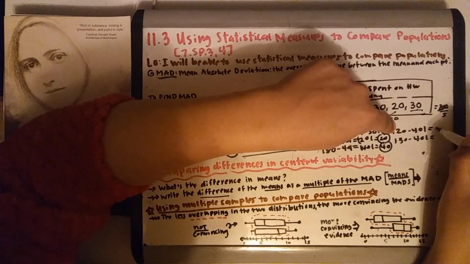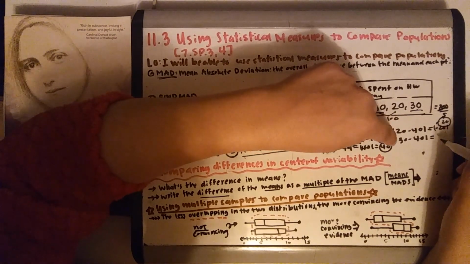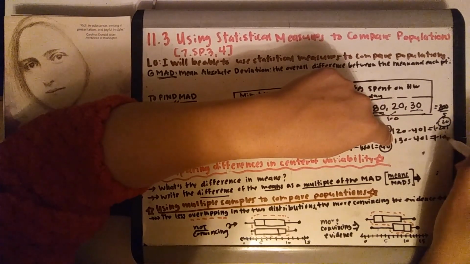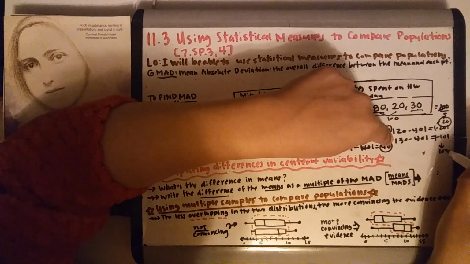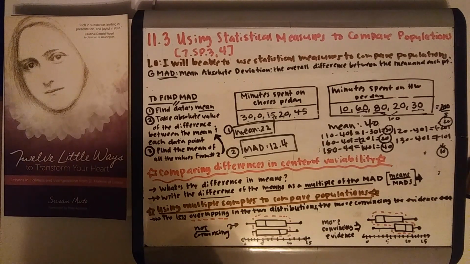20 minus 4 is actually negative 20, but the absolute value of that is 20. 30 minus 4 is negative 10. The absolute value of negative 10 is just 10. Remember, absolute value is the distance from that number to 0 on the number line. It is never negative because distance is never negative. So if you see a negative, just make it a positive. If it is a positive, you leave it alone.